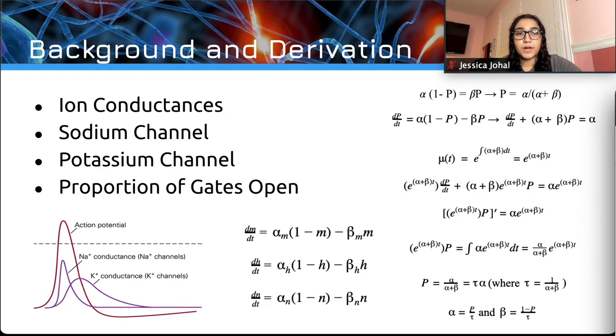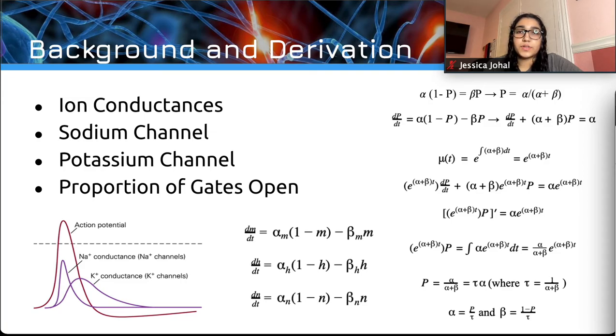So if P is the probability of a gate being open, then we can write the fraction of gates open as alpha times (1 minus P), and the fraction of gates closed as beta times P. And during equilibrium, these will be equal to each other because the overall number of gates open isn't changing. So we can solve for P here.